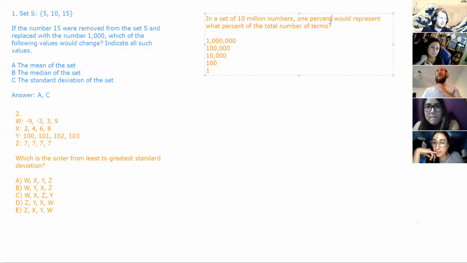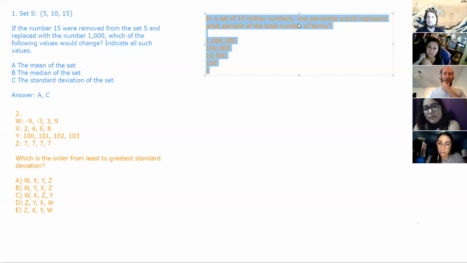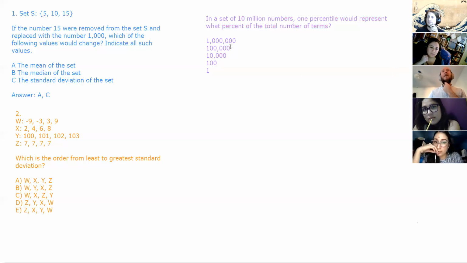Is there a difference between 1 percent and percentile? Sorry, it is 1 percentile. Ooh, I didn't write it correctly. In a set of 10 million numbers, 1 percentile would represent what percent of the total number of terms? So then you grab the 100 over the 10 million times 100 equals the 1%. No?